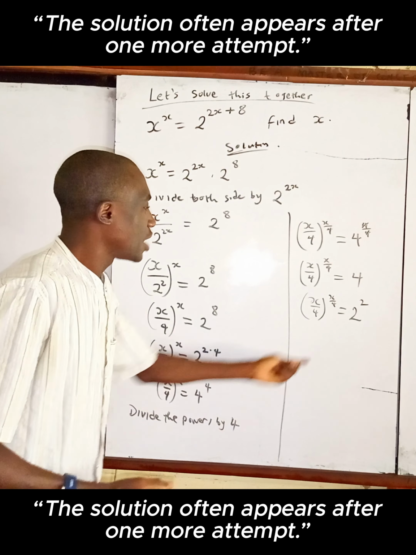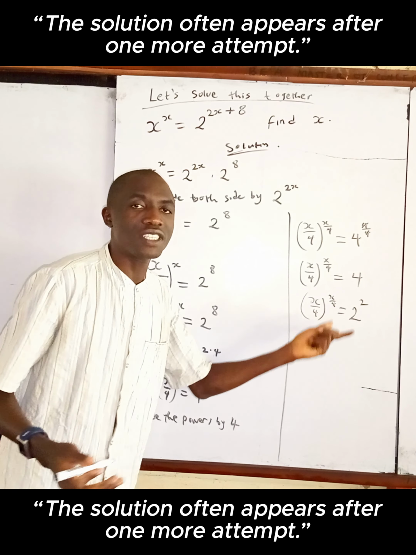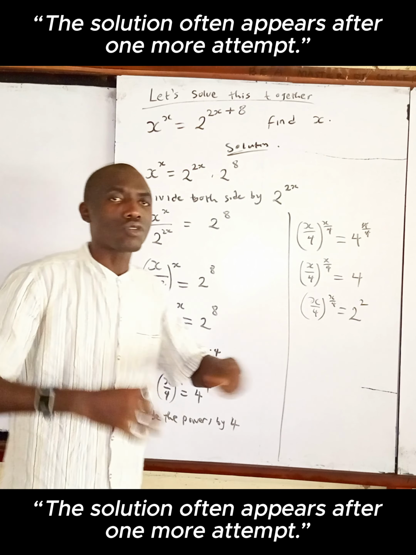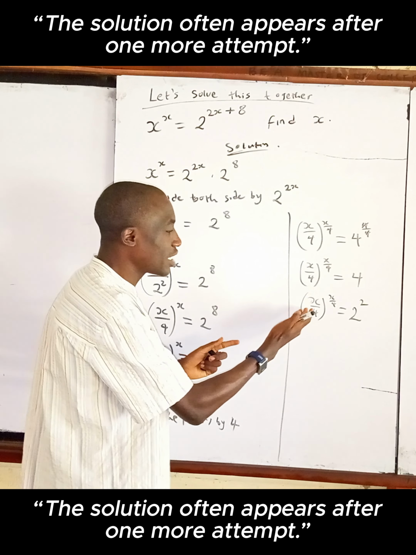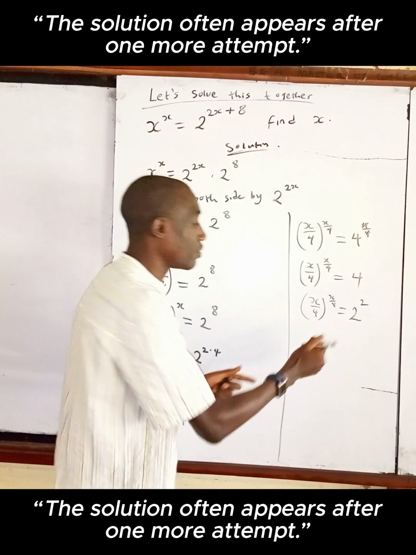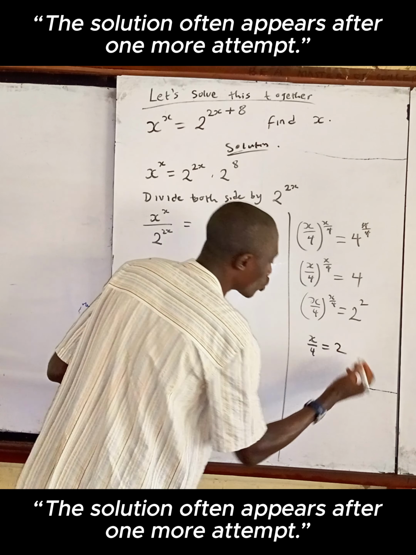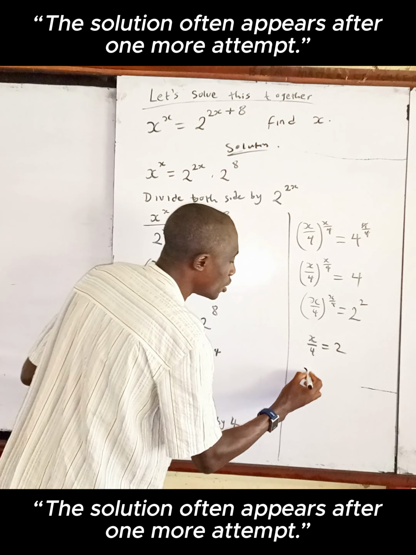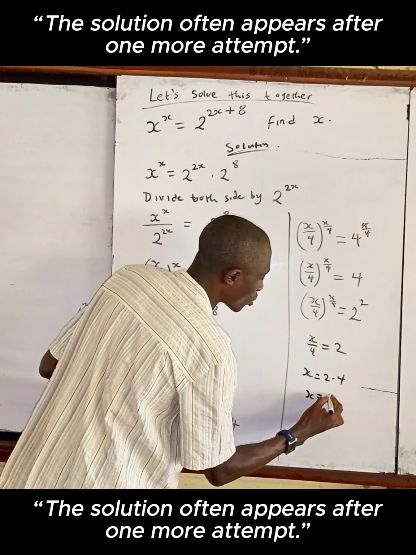So in this format, I'm just going to compare. I'm not going to say, okay, the bases are equal, equate the powers, or the powers are equal, equate the bases. No. In this form, I'm going to compare. If you check this very well, this is raised to power itself. This is also raised to power itself. That's telling me that x divided by 4 is equal to 2. Just cross multiply. Your x will now be 2 multiplied by 4. x is equal to 8.